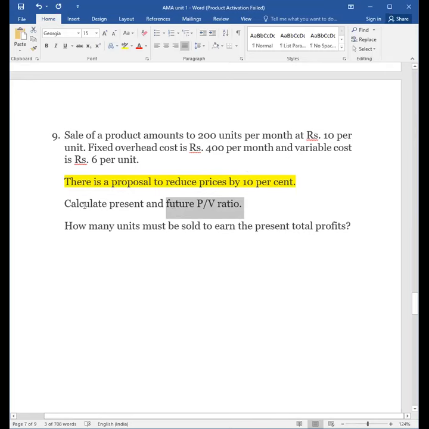So first, you need to calculate the present and future PV ratio. And next, you need to calculate the number of units that you should sell in order to make the present total profit. So first you need to calculate the present profit and then find out, if you have to get the same profit, what should be the sales that you are going to make. So you need to answer these two questions.